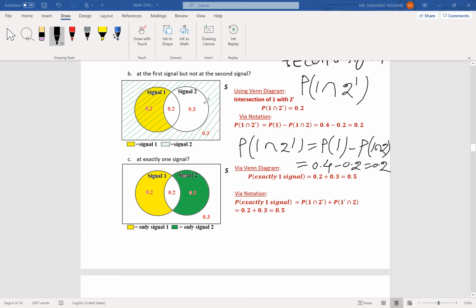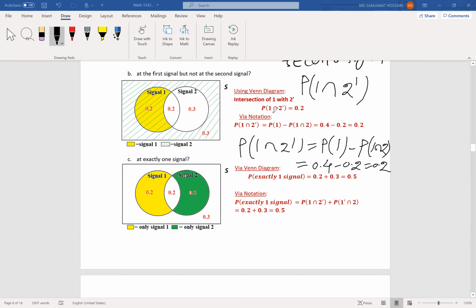And for this one, the total probability for the second signal is 0.5. So this is 0.2, so the probability of this part will be 0.5 minus 0.2, which will be 0.3. So how did we calculate the probability outside? We know that total probability is 1. So the probability of region 1 and 2, this area, is 0.2 plus 0.2 plus 0.3, so 0.7. So the probability of outside these two regions will be 0.3 because the total probability is 1.